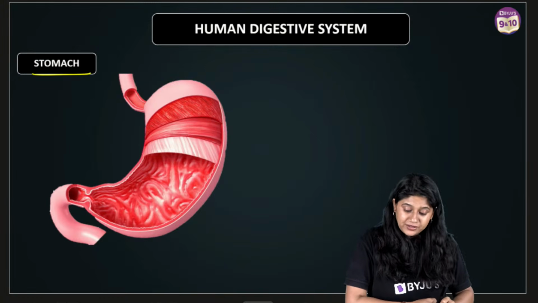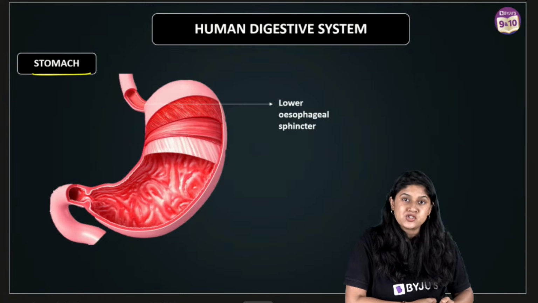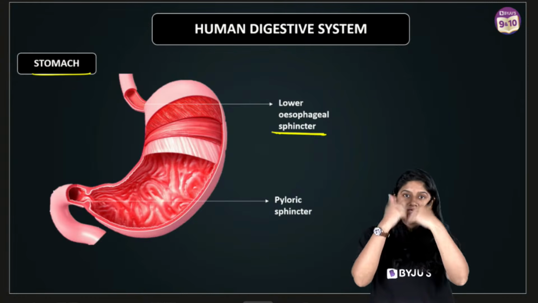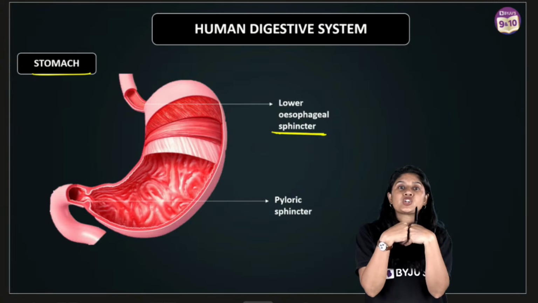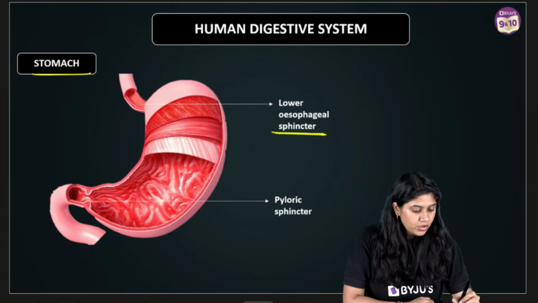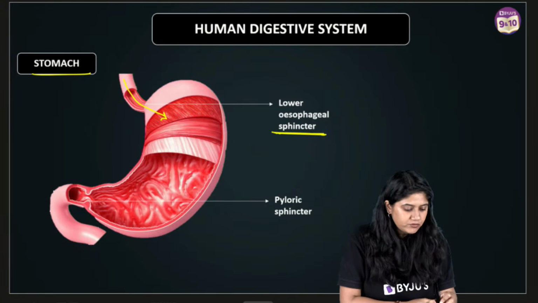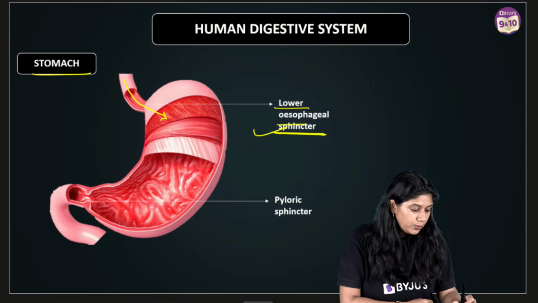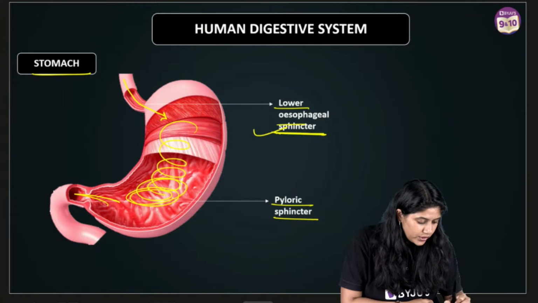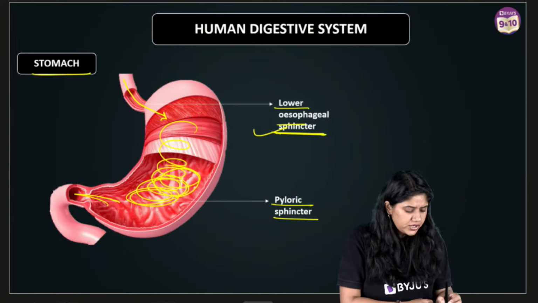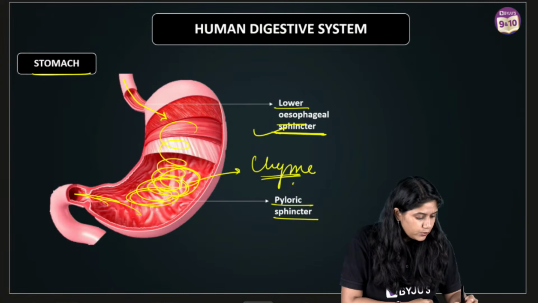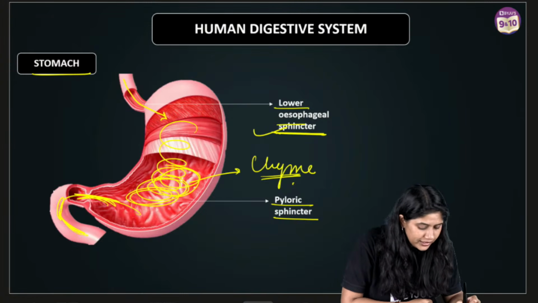An important thing here is that a lot of sphincters are present. What are these sphincters? These are small openings, kind of flap-like structures, which make sure the backflow of food does not happen. From the esophagus to the stomach, we have the lower esophageal sphincter, and over here we have the pyloric sphincter. From the stomach, when the food is half digested, we call it chyme. Now from here, it will move to the small intestine.